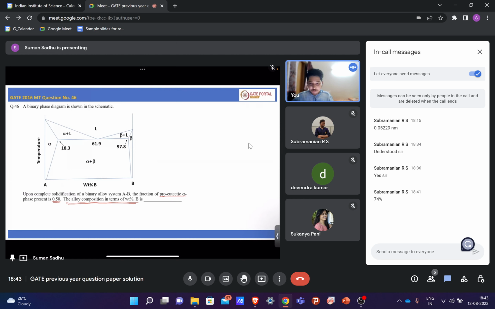In this question it is asked what the alloy composition is in terms of weight percent of B, right? So we can assume that the alloy composition is C naught. But we don't know where we should consider the alloy composition, on this side or this side. Which side do we have to consider for that C naught? Okay, left side. Why should it be on the left side? You were right, but do you know why?